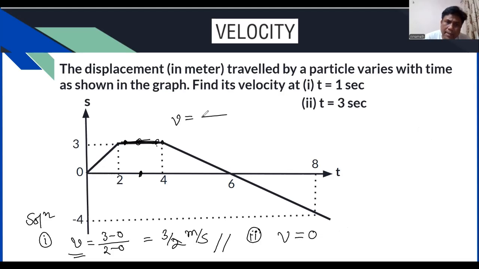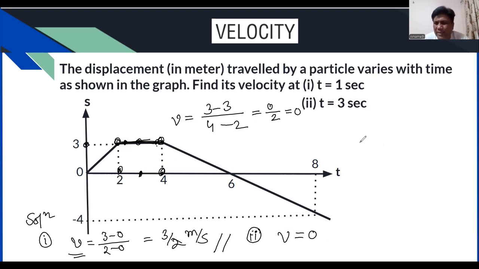How do you see? Velocity equal to, see, this is 3. This point's S coordinate is 3. This point's S coordinate is also 3 only, okay? And this point's time coordinate is 4. This point's time coordinate is 2 only. So 0 by 2 is nothing but 0 only, okay?